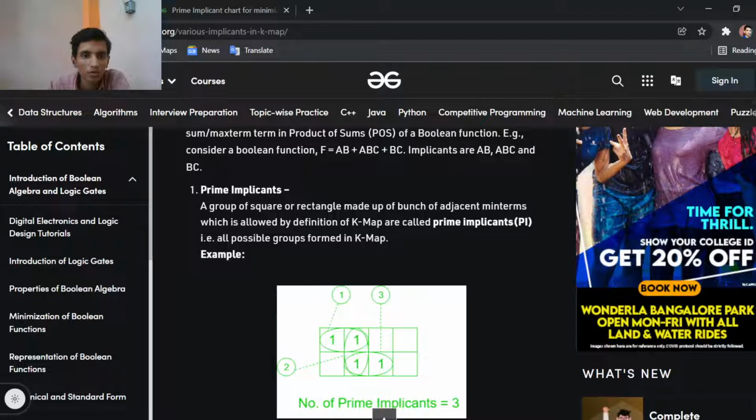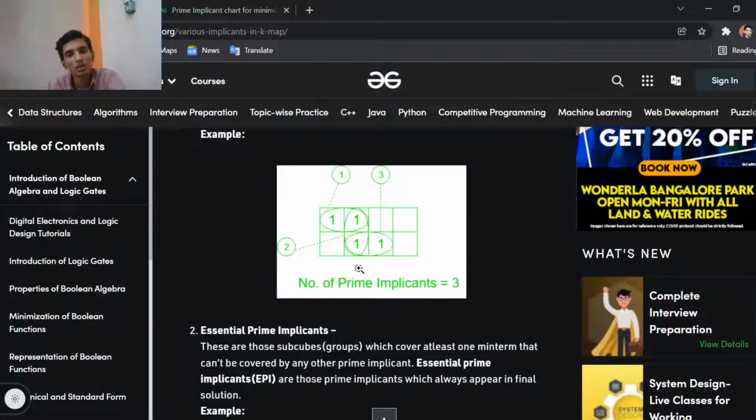Now we'd like to see what prime implicants are. A prime implicant is a group, a square or rectangle made up of a bunch of adjacent minterms, which is allowed by the definition of K-map. That is, all possible groups formed in K-map. We can see that here there are three pairs, this is 1, this is 2 and this is 3. So the number of prime implicants is 3.